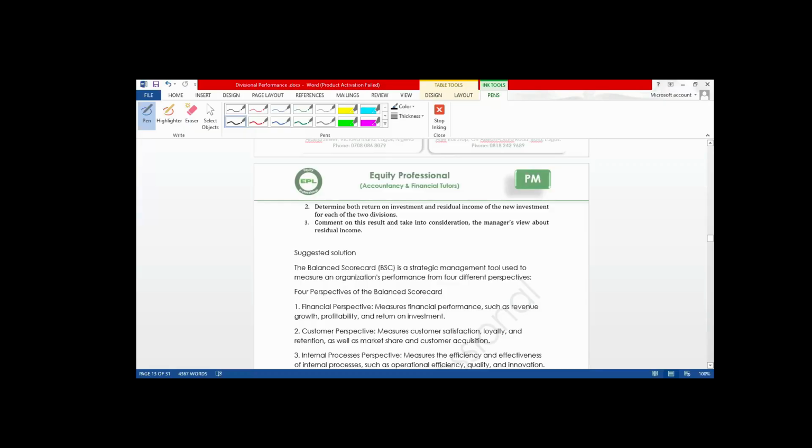Such as revenue growth, profitability growth, return on investment. You must look at the company's financial perspective. As an investor, for me to invest in your company, I'm going to ask myself, what is this company's financial perspective? How do I perceive the company financially?